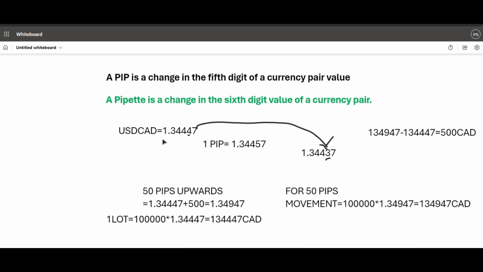So if this currency pair moves up to this price, which is the 50 pips price here, you will earn this amount using 1 lot size.